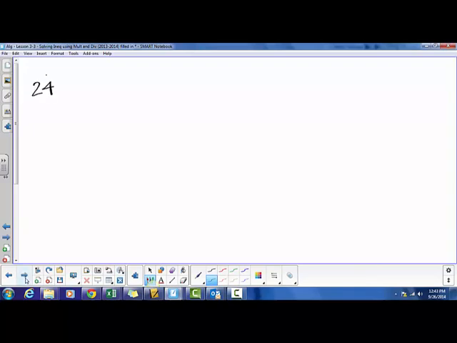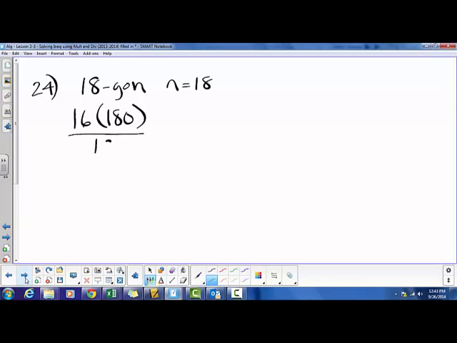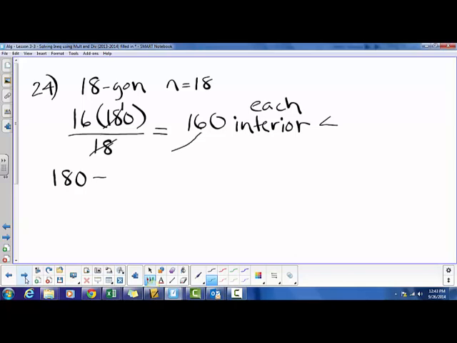Okay, number 24. I have an 18-gon. That means it has 18 sides. So n equals 18. So n minus 2. Let's see. 16 times 180 divided by 18. So actually, this becomes 10. So 16 times 10 is 160. 160 is the measure of each interior angle. And then to find the exterior, I'm going to take 180 minus the interior. So the exterior is 20.